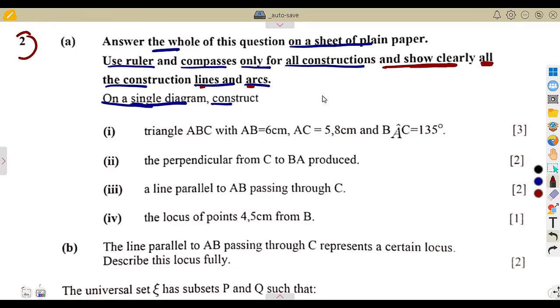And after this instruction, you still feel pity for them, saying, are they going to see if I make many arcs? No, that is what they're saying. Show clearly all. Do not limit yourself when answering these questions, because the more you limit yourself, the more you are taking away the marks.